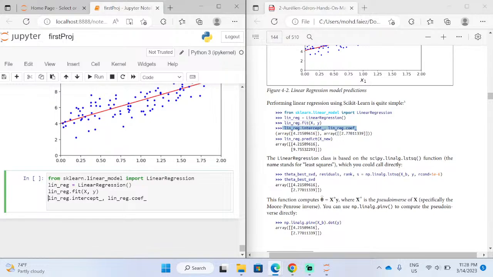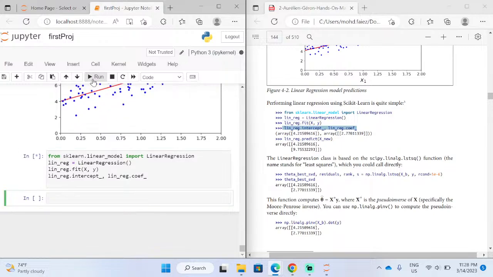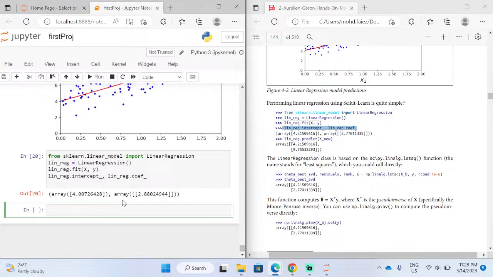linear_reg.intercept_ comma linear_reg.coef_. So run these lines, see what happens. See, it is a single value. Theta naught is again 4.2, and see the array, it's again 2.8, which is very close to 3.